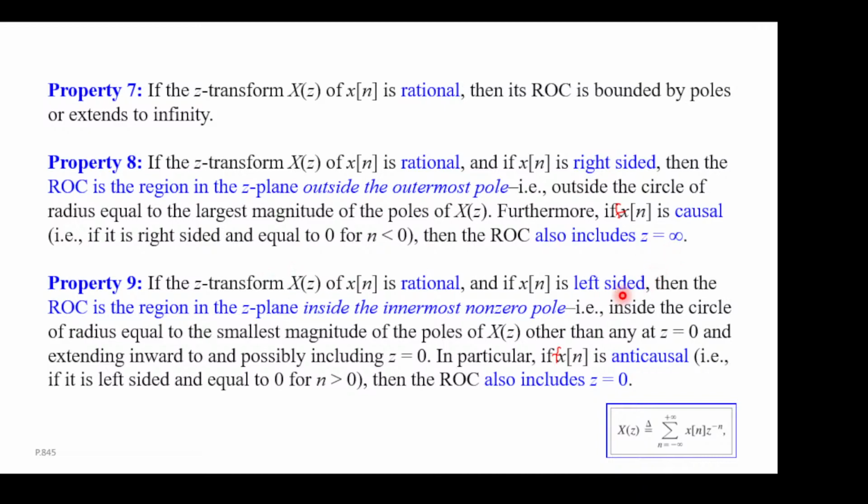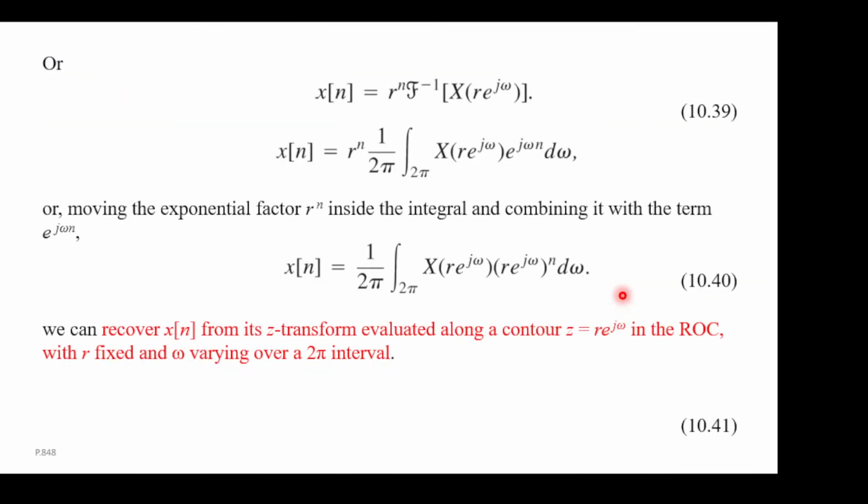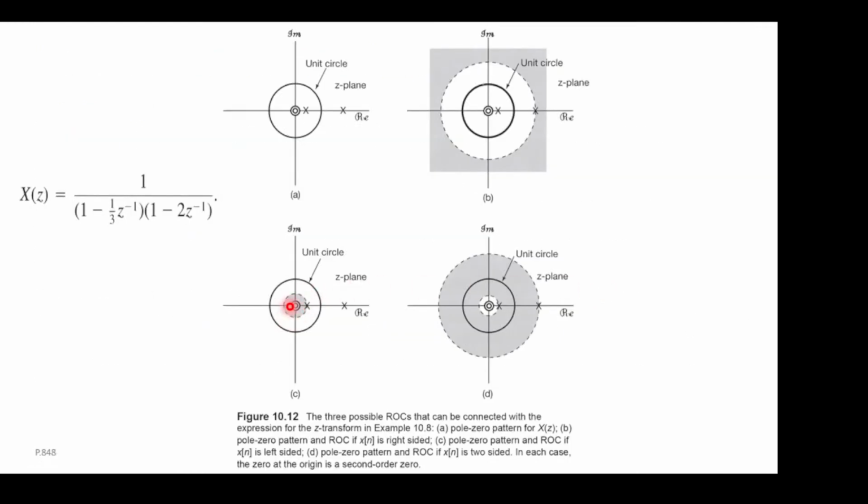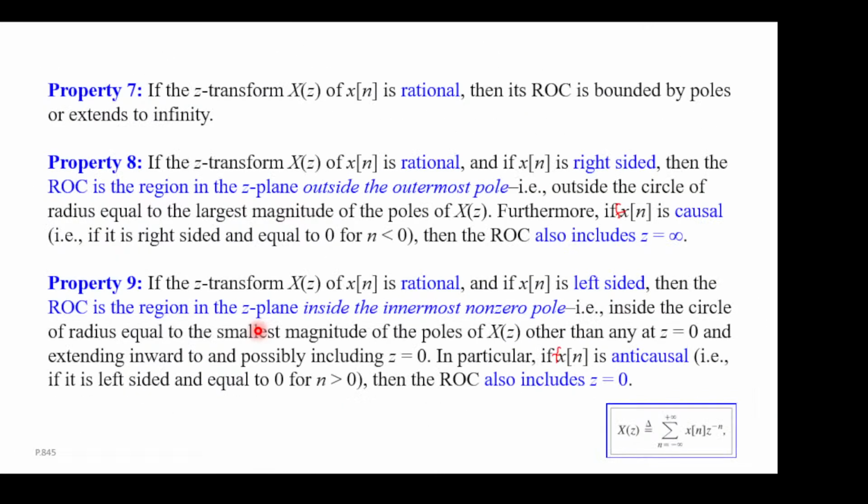So if you are rational and you are left-sided, then you should take the inner part. You should look at the innermost pole and take the innermost part. Oh, actually there is a little more. It's the innermost non-zero pole. So you should take the innermost non-zero pole, so the 0 pole doesn't count.